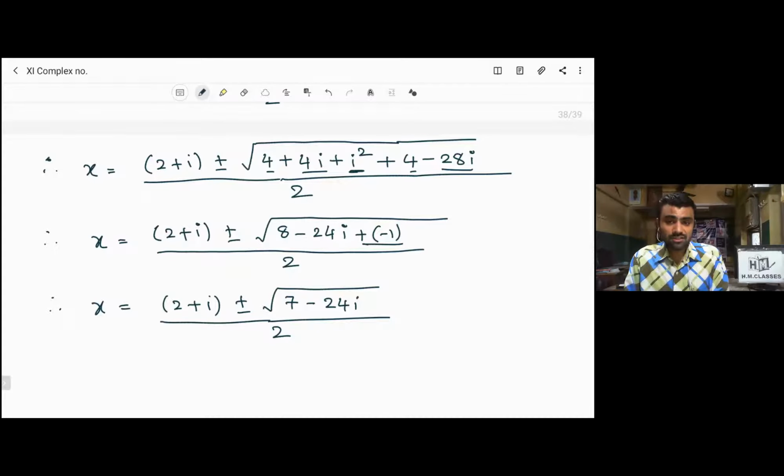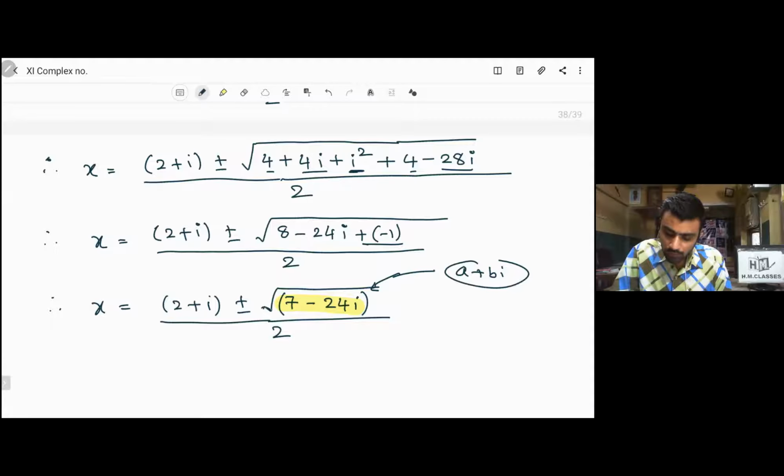But in those last questions, we are not going to get this situation, what right now I am going to discuss. And you can notice in front of you that, very important, in this square root you got 7 minus 24i, which is actually a form of a plus bi. Yes or no? This 7 minus 24i is a form of a plus bi. And now you are here going to find its square root.